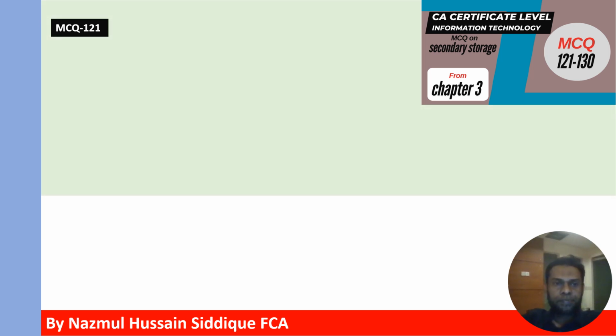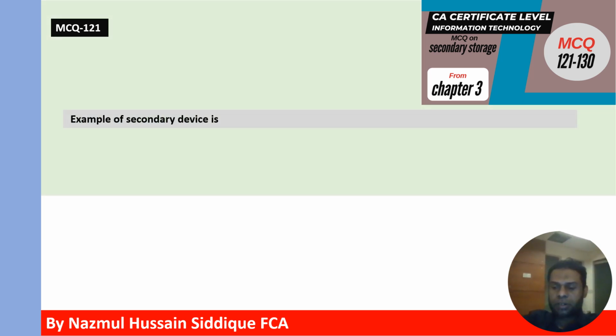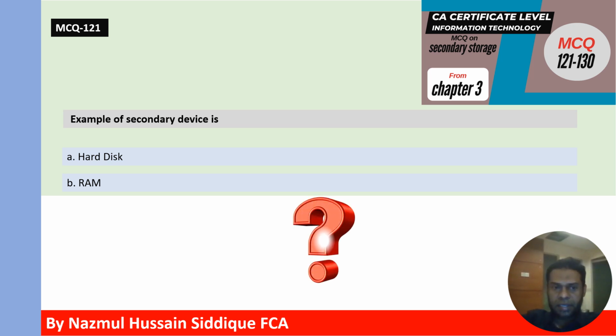First question, serial number 121. Example of secondary device is A. hard disk or B. RAM. Which one is a secondary device, either hard disk or RAM? The correct answer is A. Hard disk is an example of secondary device.